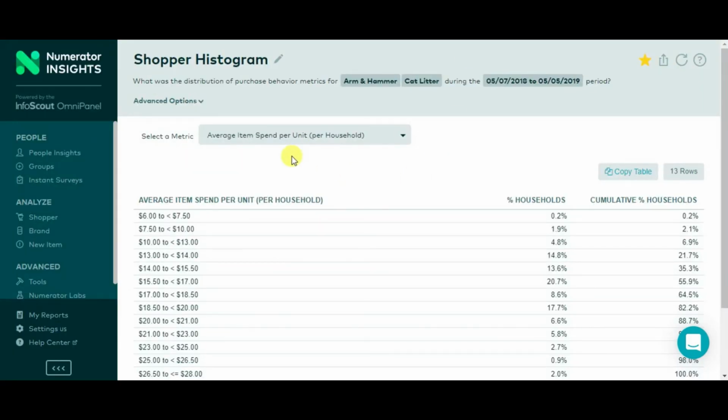That's it for the Shopper Histogram. Super easy to run. If you have any questions, feel free to reach out to us with our Insights chat.